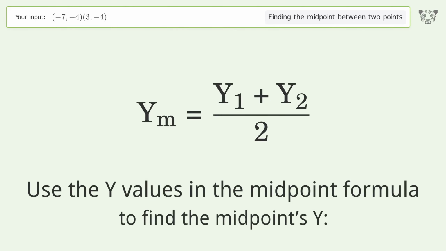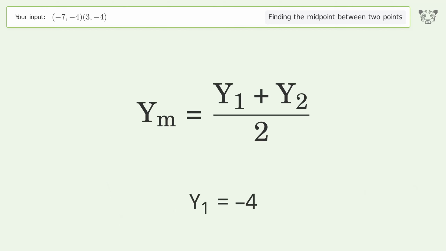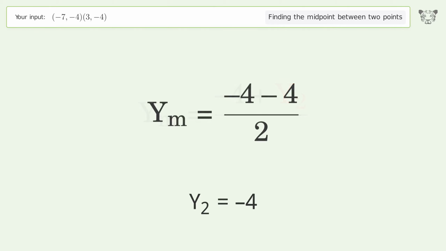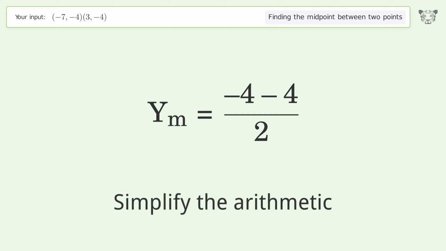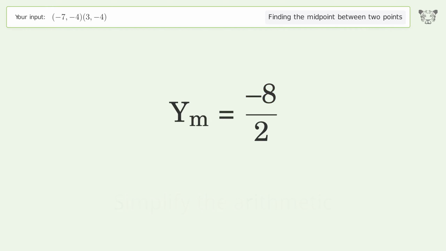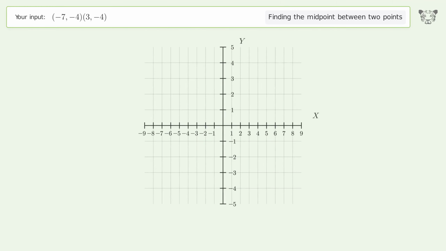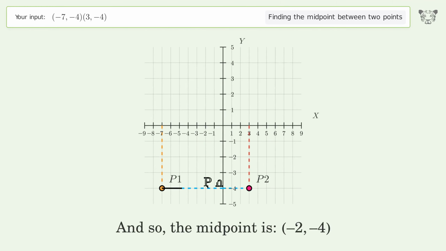Use the y values in the midpoint formula to find the midpoint's y. y1 equals -4. y2 equals -4. Simplify the arithmetic. And so, the midpoint is -2, -4.